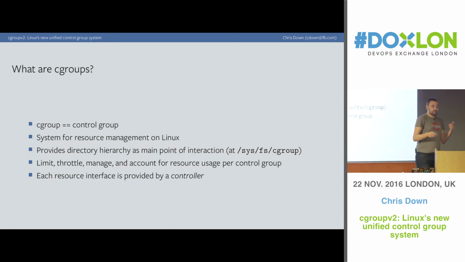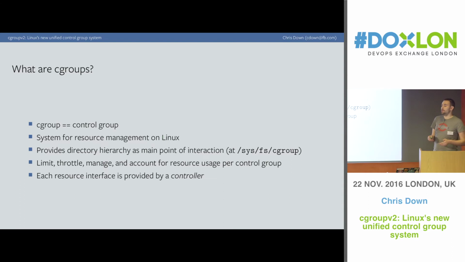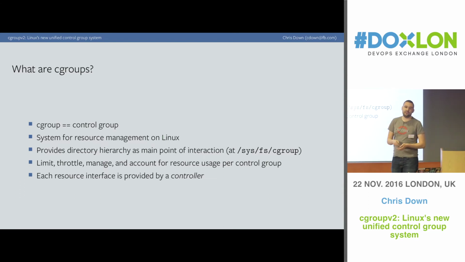So cgroup means control group. It's essentially a system for resource management on Linux. Resource here means CPU utilization, memory utilization, I/O utilization, these kinds of things. And management means things like limiting, throttling, accounting, basically any kind of metric or any kind of data you could gather about the resource and doing something based on that data.